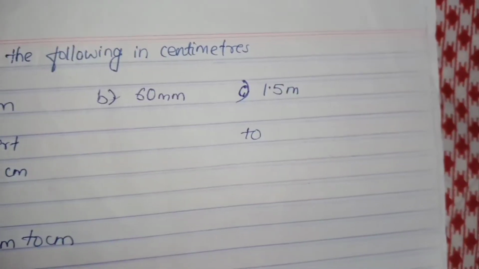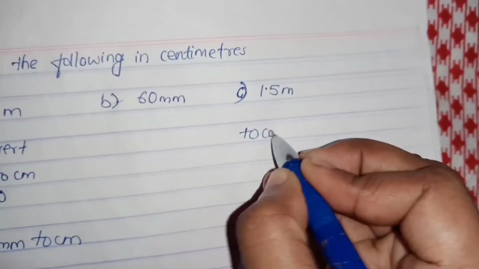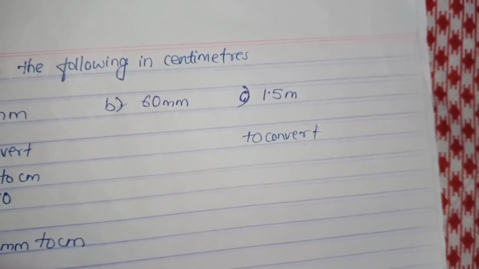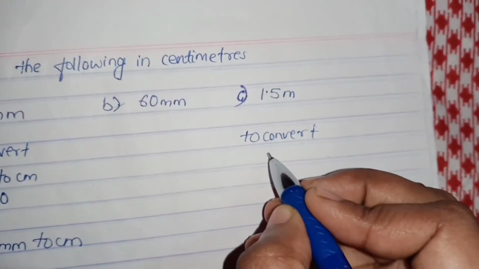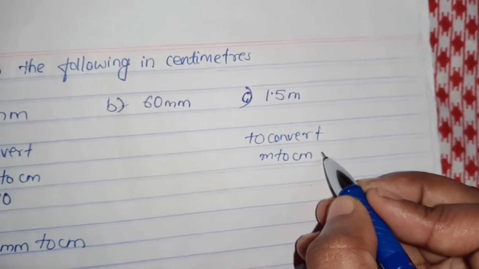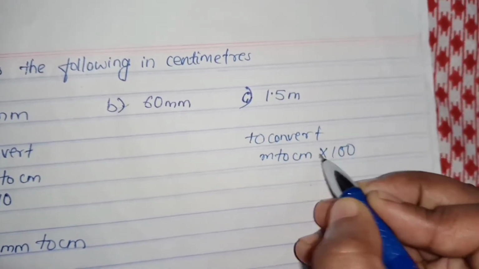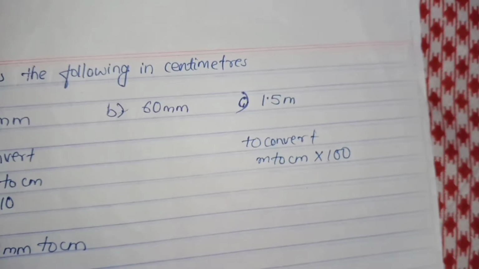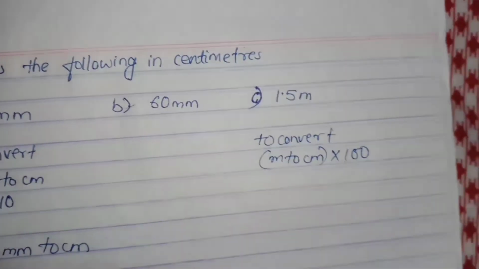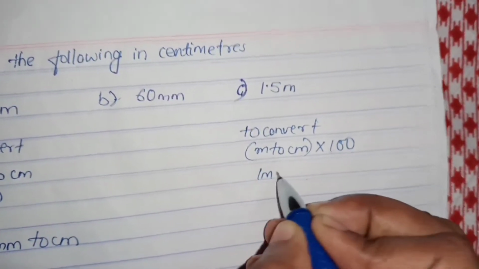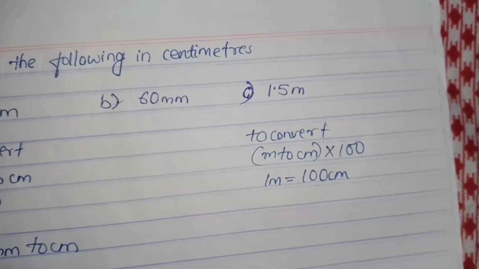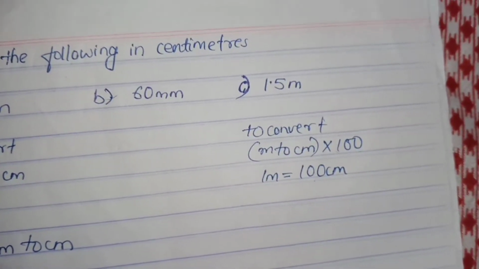What do we have to convert? We have to convert meter to centimeter. So to convert meter to centimeter, we have to multiply by 100. 1 meter is equal to 100 centimeter. You know that. And here we are converting a bigger unit to a smaller unit, which means you have to multiply.